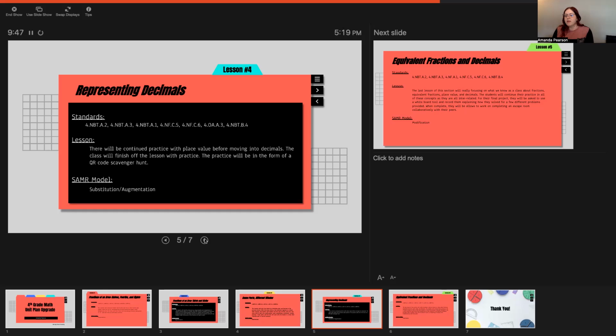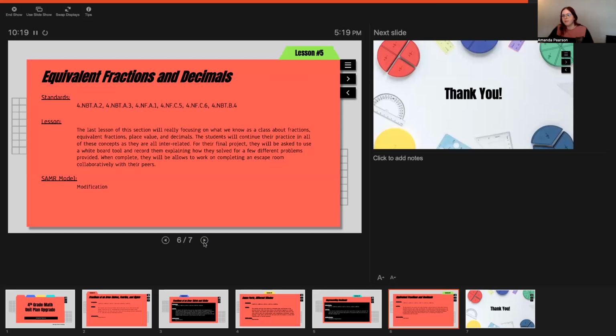But I felt like it would fit on the substitution slash augmentation level of the SAMR model, just because you're using the QR code to find the actual problem and then doing the math in your head. The students aren't actually creating anything. It's more just a means of transporting that information or sharing that information so that they can solve the problem.